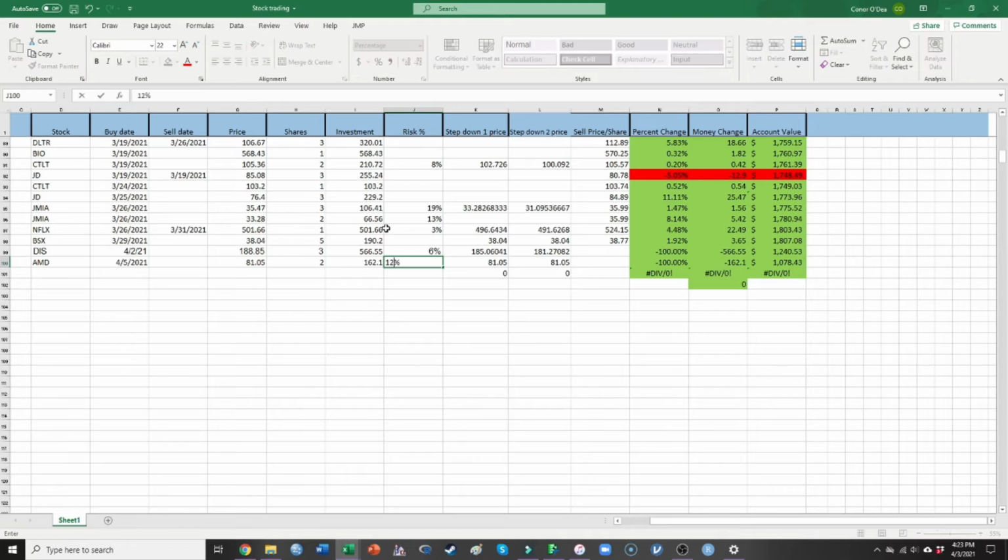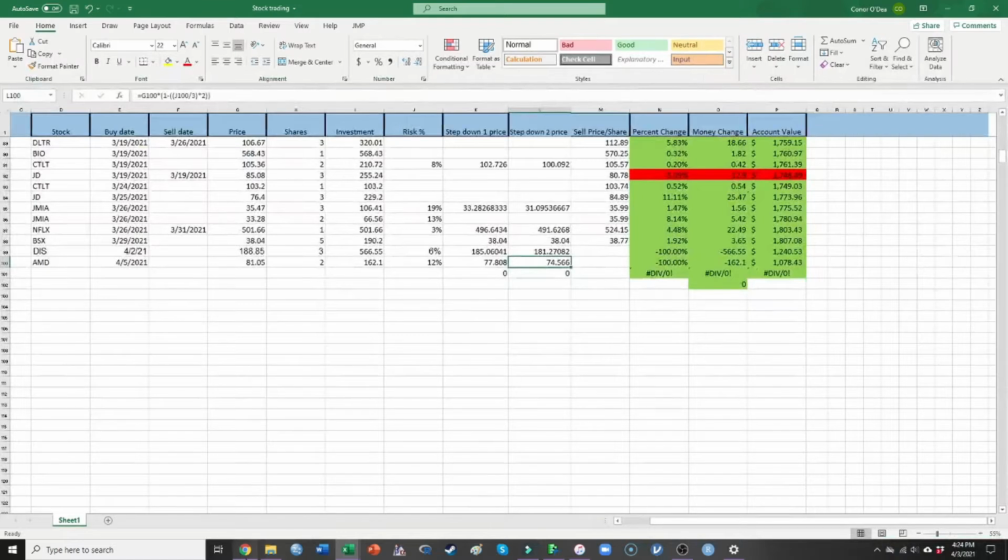Well, my risk percentage was 12%. So what I do, and remember the cost of my stock when I bought it initially was 81.05, this is taking that value times 1 minus this risk divided by 3. So it's actually finding a third of the way between there, and it's going to tell me, okay, if the stock drops to 77.81, maybe I want to buy a little bit more of that stock. And then this one, if it drops another third, maybe I want to buy a little bit more of that stock.